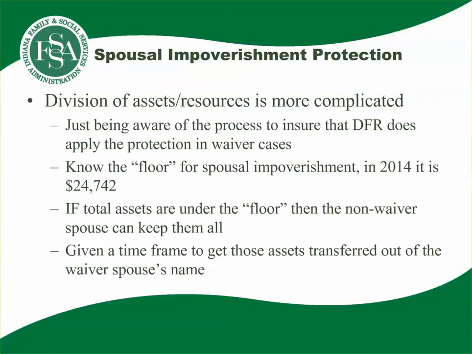So that really is the most important number to know, because a great majority of the folks we work with in the waiver program will have assets that are below that floor. And so if you know that, then you can get a pretty good idea of whether or not they're going to qualify for Medicaid with the spousal impoverishment protection provision in effect. Beyond that, like I say, it gets a lot more complex about how things are divided between the waiver and the non-waiver spouse. But at least you know it exists, and if the DFR is not applying it, you can alert them to that and advocate for your client.